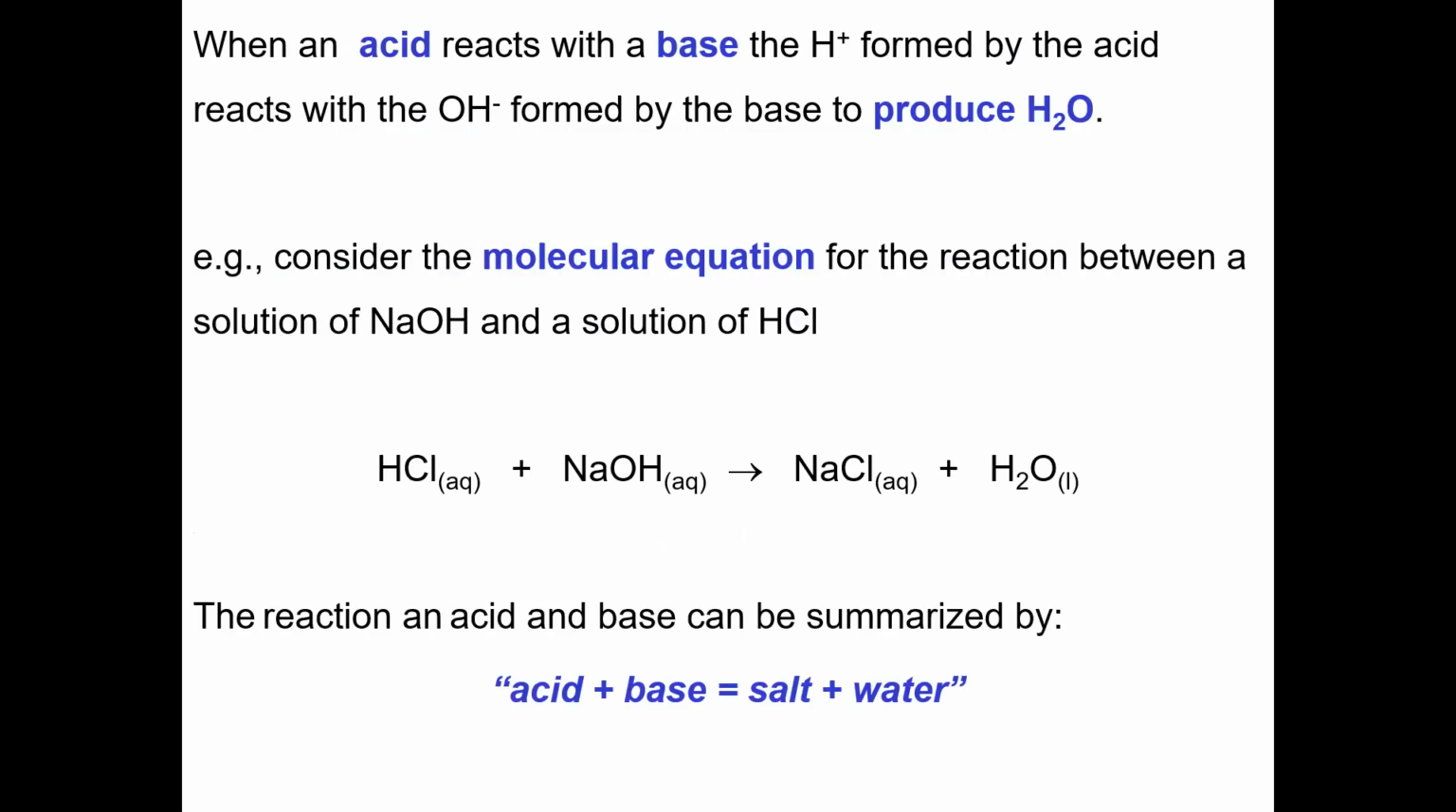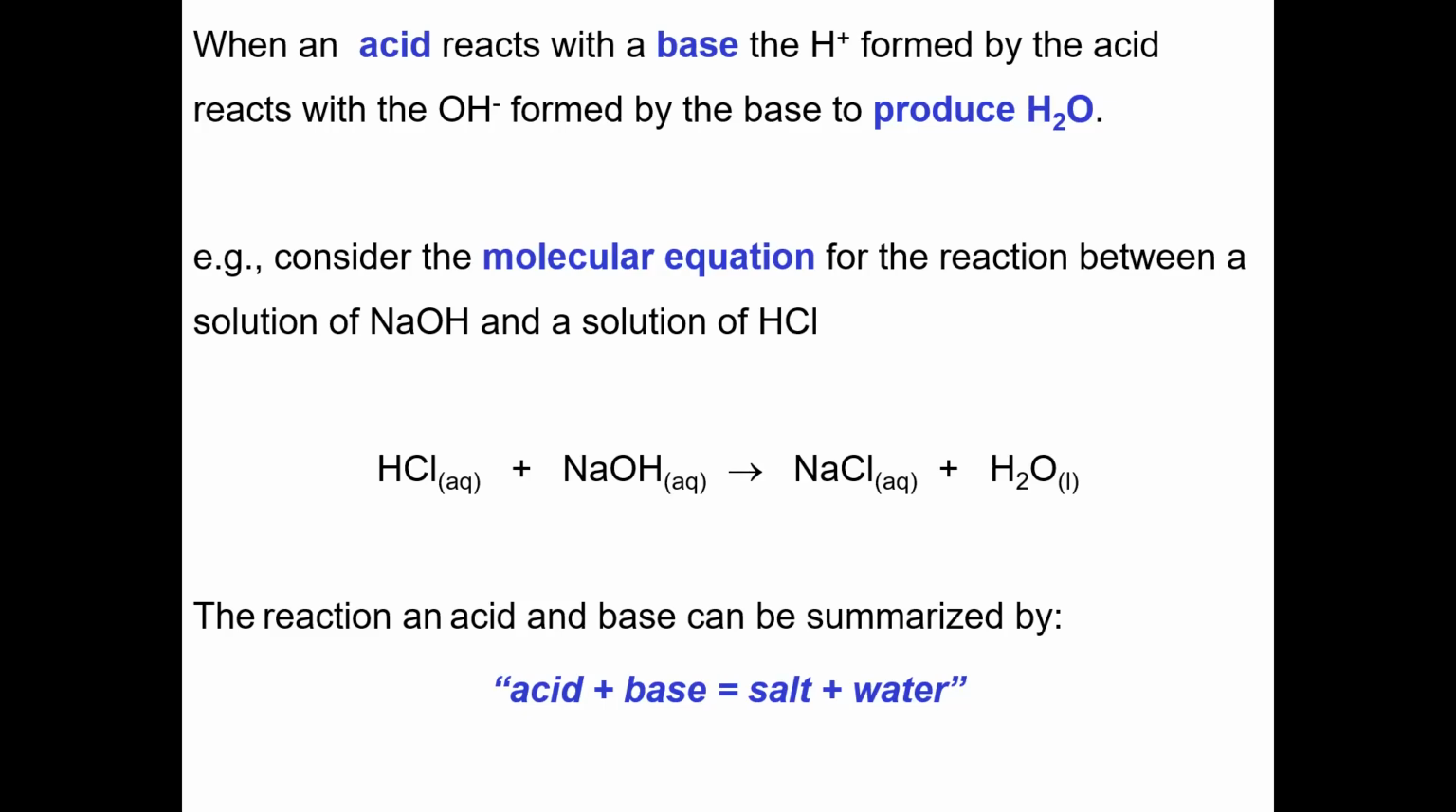So this section is about acid-base reactions. So now we want to think about what happens when an acid reacts with a base. And it's pretty simple. The acid will produce H+, the base will produce OH-, and so when an acid reacts with a base, the hydrogen ions formed by the acid react with the hydroxide ions formed by the base to make water.